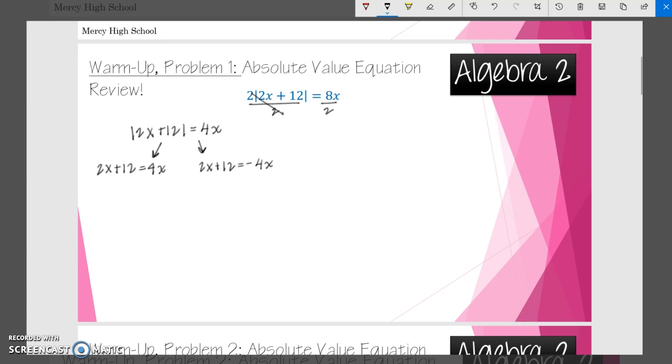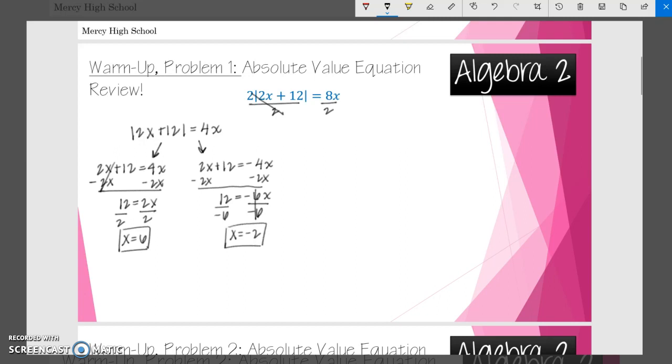I'm just going to solve each one like I would any other algebraic linear equation. So I'm going to subtract 2x on this side, subtract 2x here as well, and I'll have 12 is equal to 2x. At that point I can just divide by 2, and my x value is going to be equal to positive 6 here. I'll do the same thing over on the right. I'm going to subtract 2x on each side, and I'll have 12 is equal to negative 6x if I'm subtracting 2 more from the negative 4. At that point, I divide both sides by negative 6, and this x value is equal to negative 2. So I have these 2 solutions here.